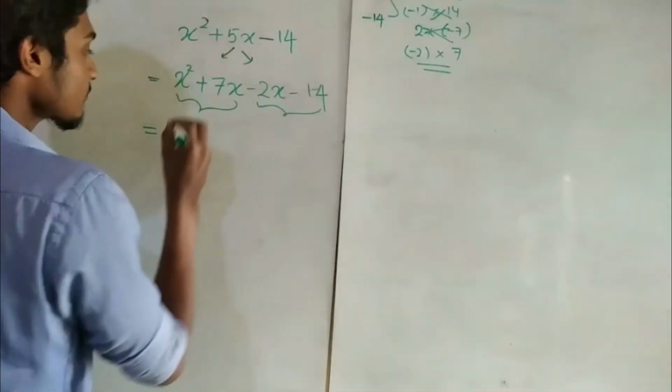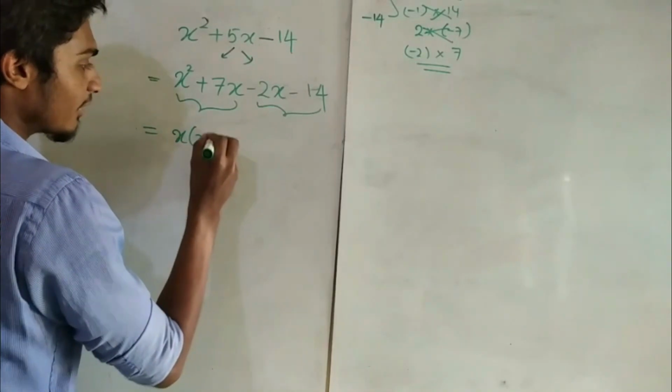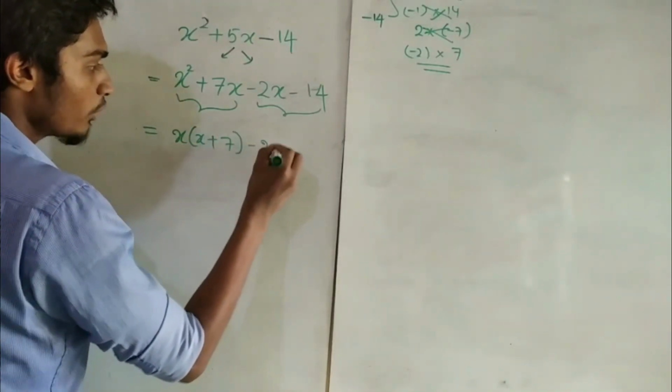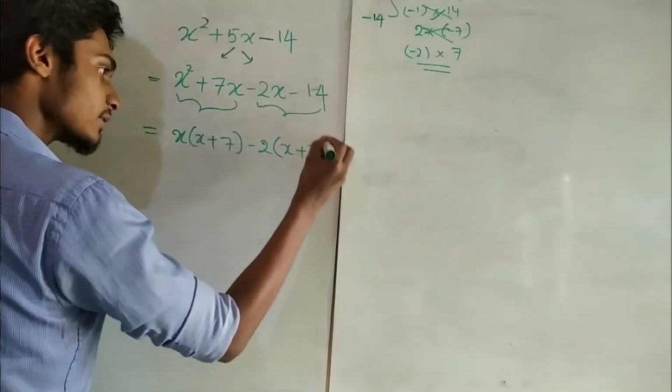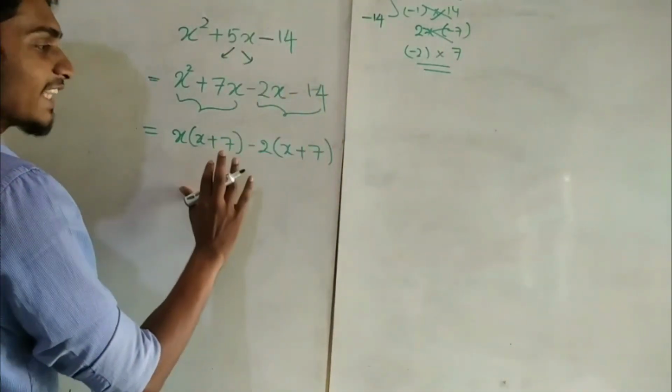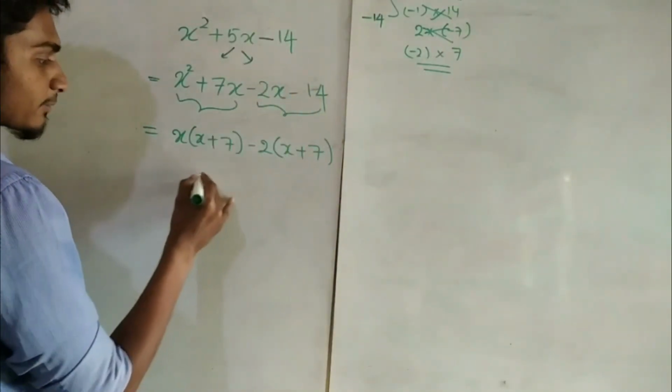Cool. Now we have x into x plus 7 minus 2 into x plus 7. For both of these, x plus 7 is common. So take x plus 7 out of the bracket.